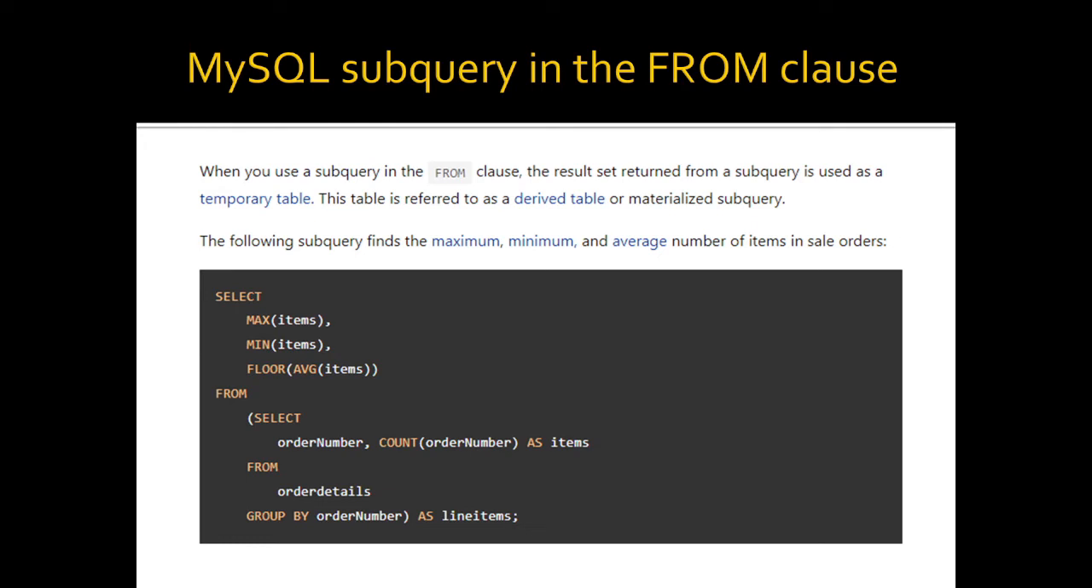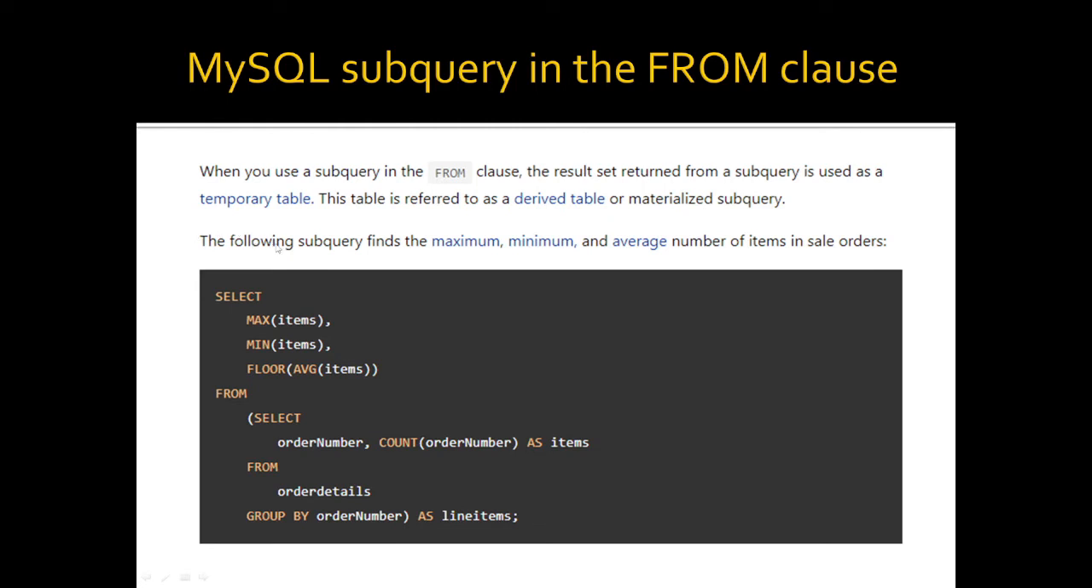So how do we use a subquery in the FROM clause? When you use a subquery in the FROM clause, the result set returned from the subquery is used as a temporary table. That will be used as a table. This table is referred to as a derived table or materialized subquery.